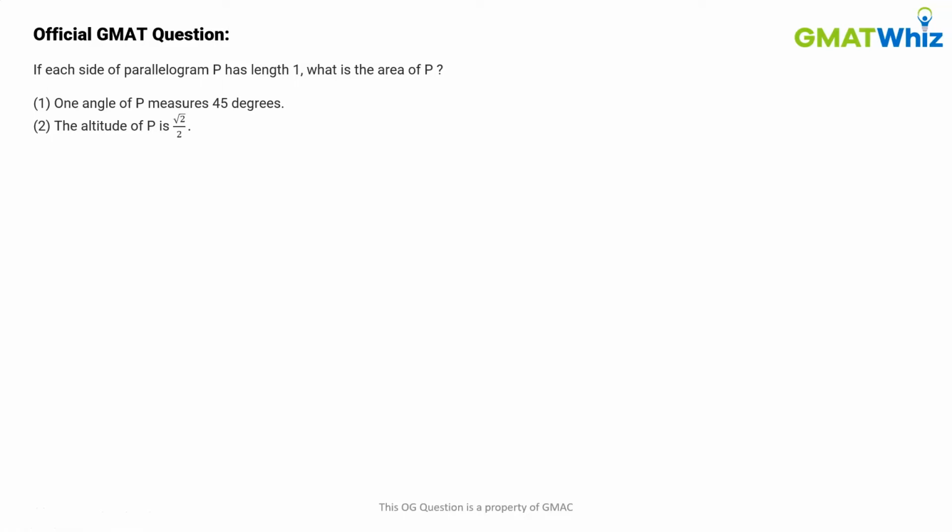In this question, we are given that if each side of a parallelogram P has length equal to 1, we have to find the area of P. Now, let's first construct a parallelogram and name it A, B, C, D. Now, ABCD is a parallelogram with all sides equal to 1.